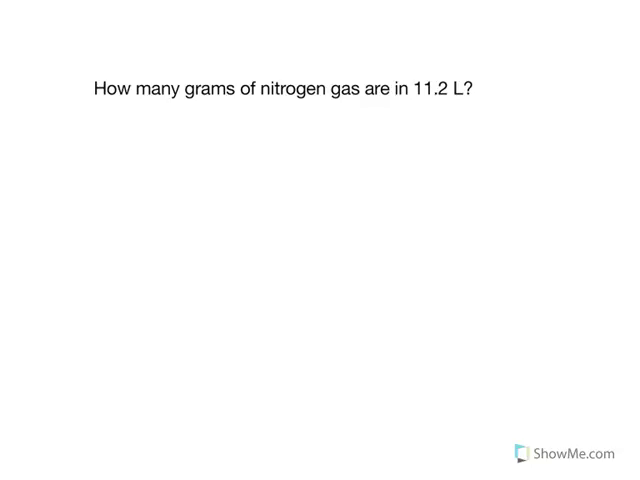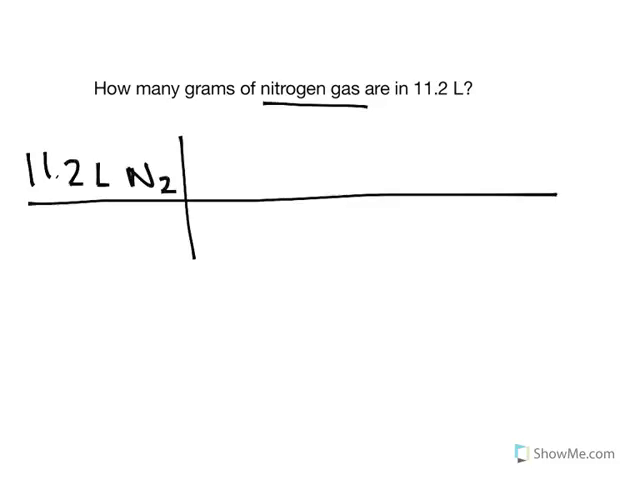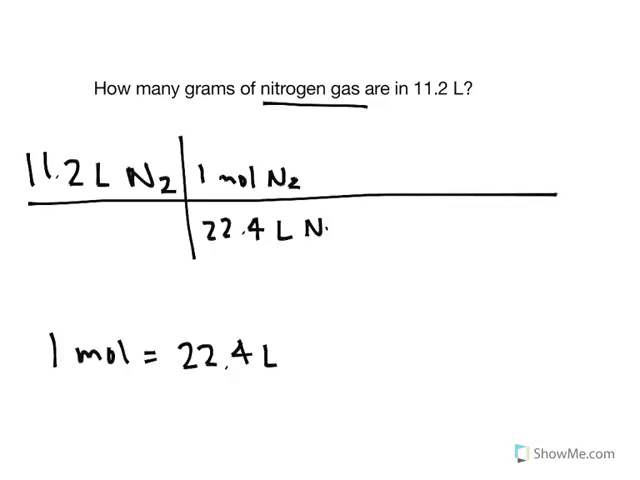Let's do another practice problem. How many grams of nitrogen gas are in 11.2 liters? Well, we're going to start with the number and unit given, 11.2 liters of nitrogen, which when it says nitrogen gas, it means nitrogen by itself, which we know nitrogen is one of the 7 diatomics, so it exists as N2. The 7 diatomics you're just going to have to memorize. So this number and unit, 11.2 liters of N2, we first need to convert to moles, and we remember that 1 mole of any gas is equal to 22.4 liters of that gas. So 1 mole of N2 is equal to 22.4 liters of N2.